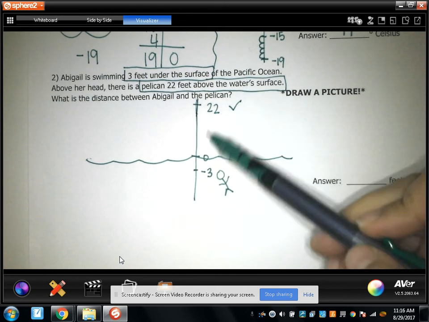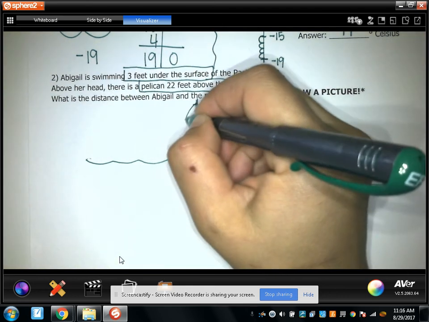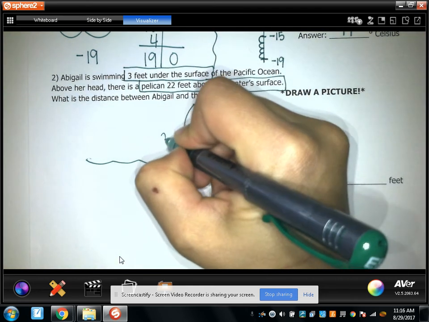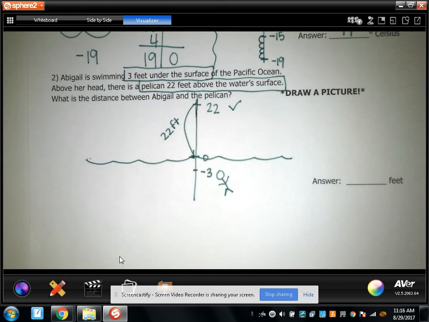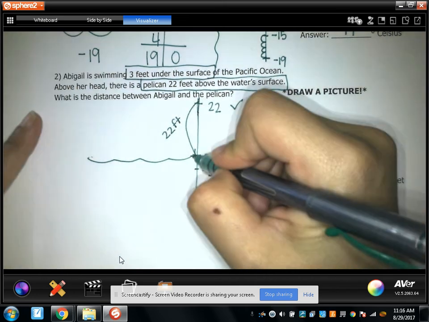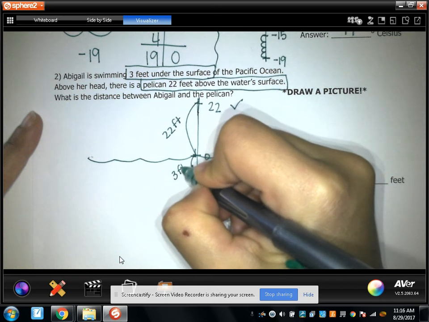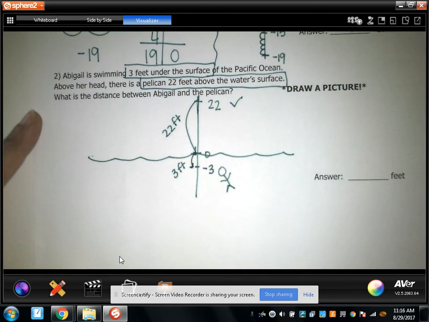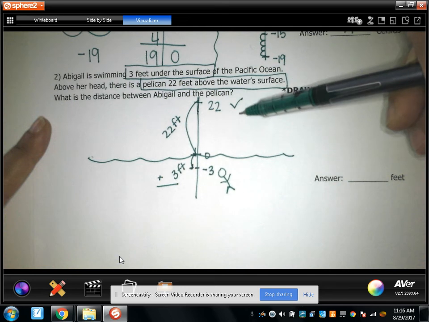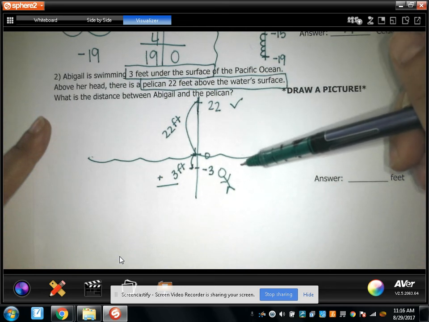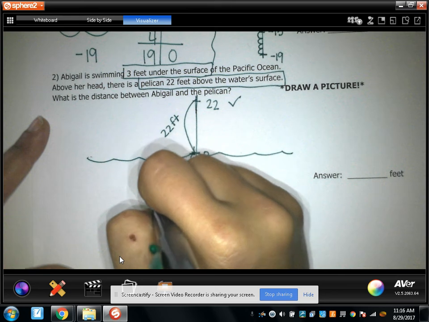Now, I'm not going to do 22 minus 3 because the distance from the pelican to the water itself is already 22 feet. How much further would I have to travel to get to Abigail? 3 more feet. So what's the total distance that you just had to travel to get from the pelican to the surface of the water to Abigail, who's even further below the surface of the water? 25 feet.